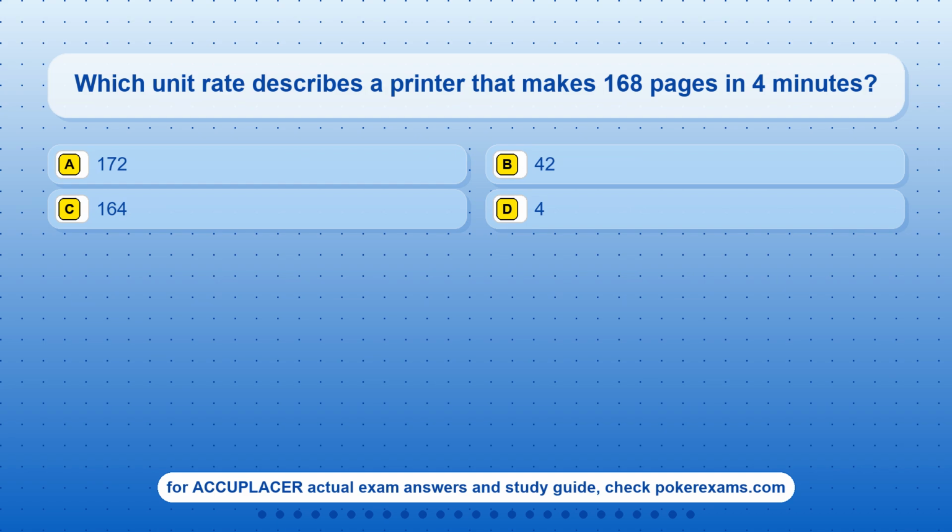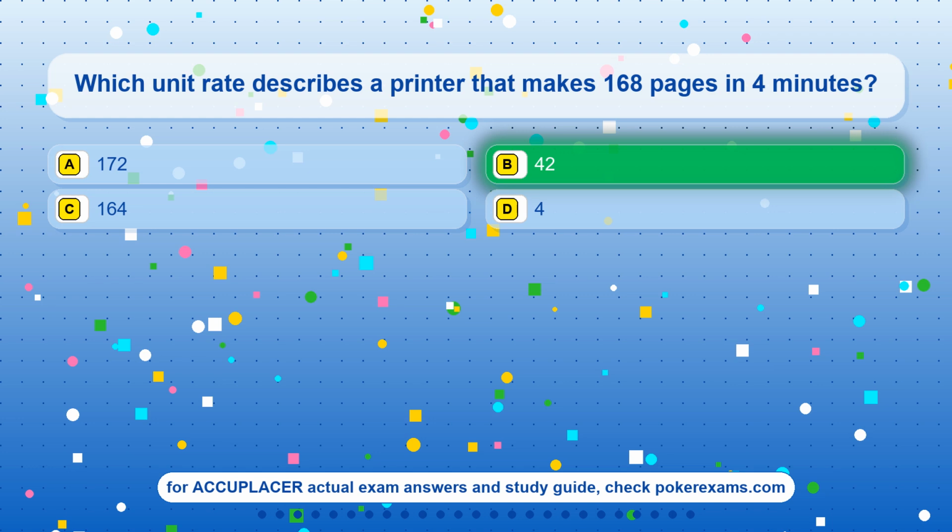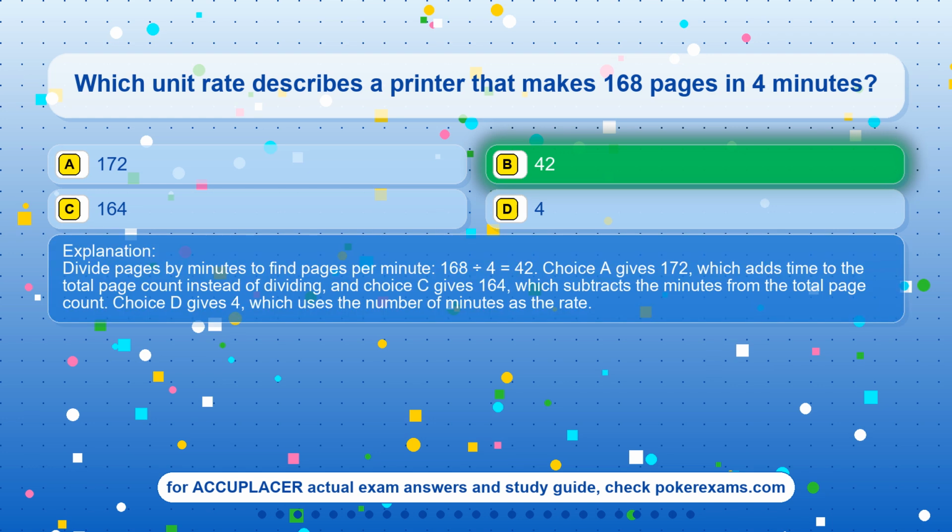Question 20. Which unit rate describes a printer that makes 168 pages in 4 minutes? Option A, 172, option B, 42, option C, 164, option D, 4. The correct answer is option B, 42. Divide pages by minutes to find pages per minute. 168 divided by 4 equals 42.